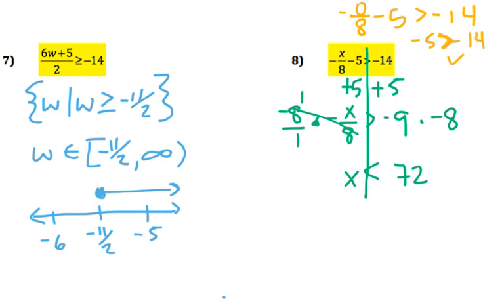So let's go ahead and write the set notation. So we have the set of x such that x is less than 72.